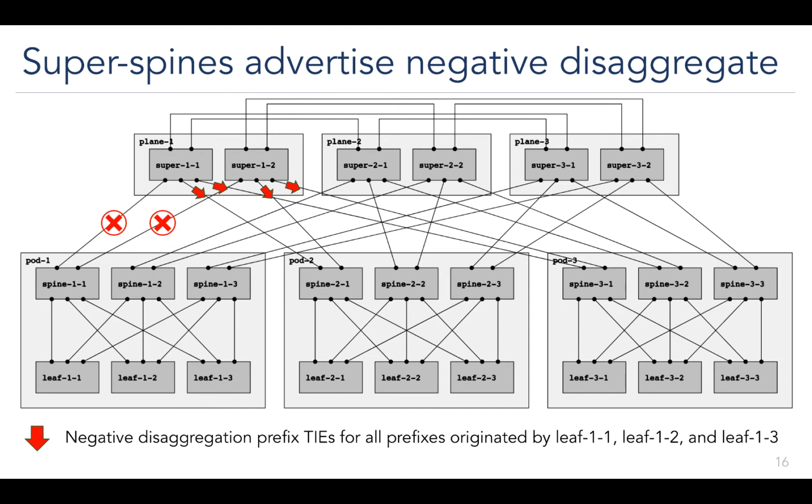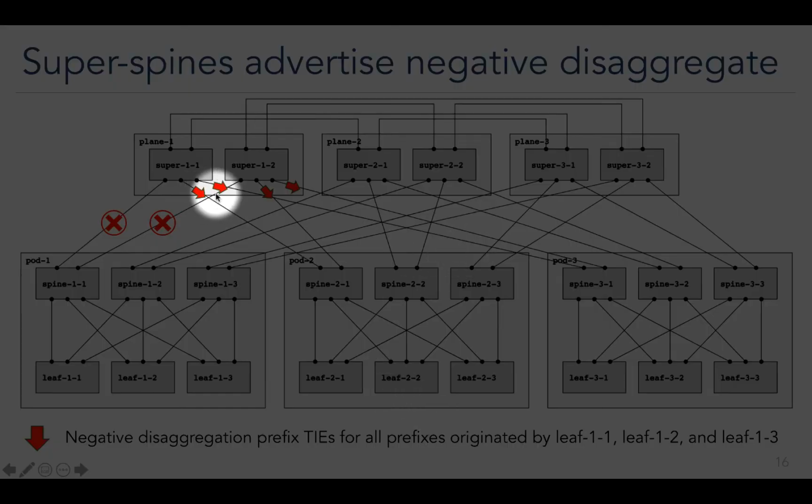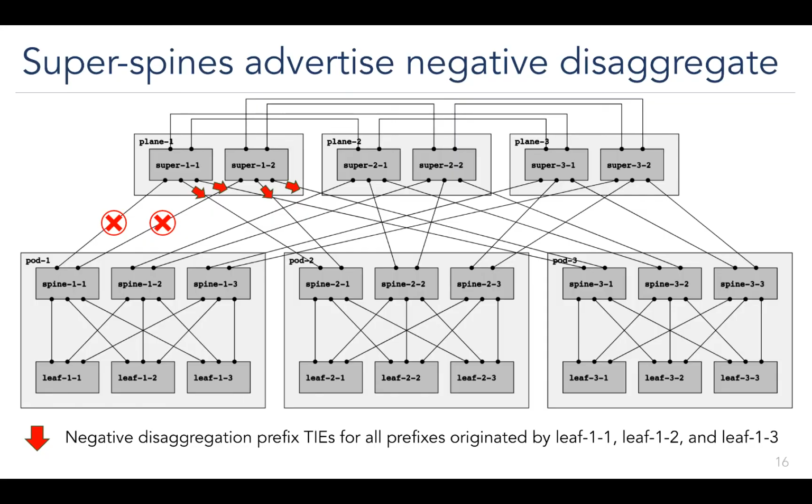Once the superspine nodes in plane 1 have discovered that they're no longer able to reach pod 1, they will trigger negative disaggregation. They will start advertising negative prefix advertisements, which are indicated by these red arrows, to tell the network that they're no longer able to reach pod 1. They're telling the rest of the network, if you have any traffic to send for any prefix in pod 1, don't send it to me because I have discovered that I'm no longer able to reach pod 1.